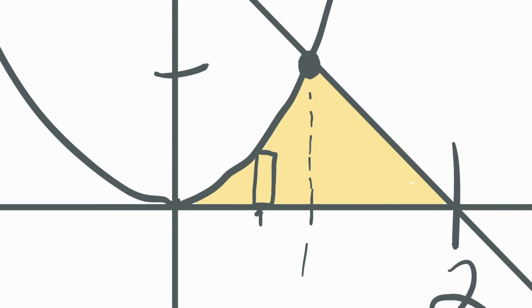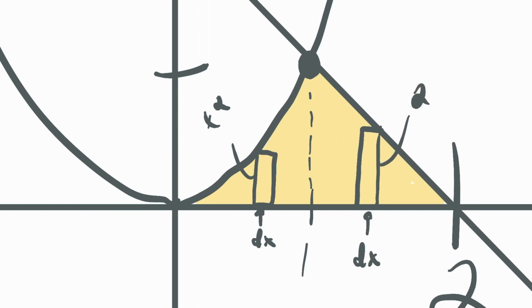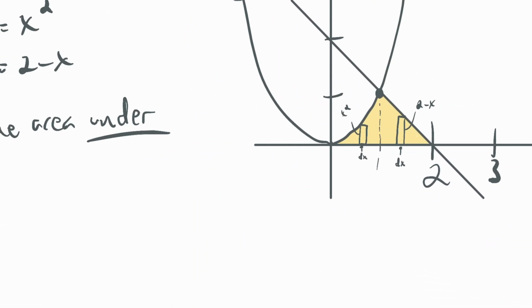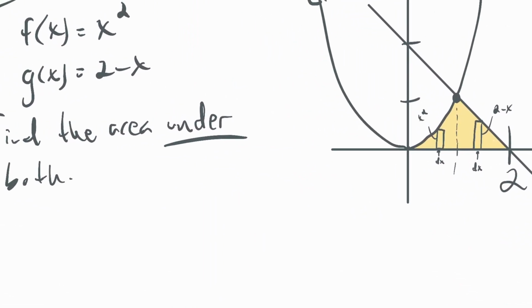Its width, of course, is dx, right? And its height is going to be x squared. For the other side, the width is still dx, but the height is going to be 2 minus x. And of course, you might say, why are we even doing an integral? It's just a triangle. Well, yeah, but we're choosing a simple example to see how it goes before we try to go to harder functions in a new concept.